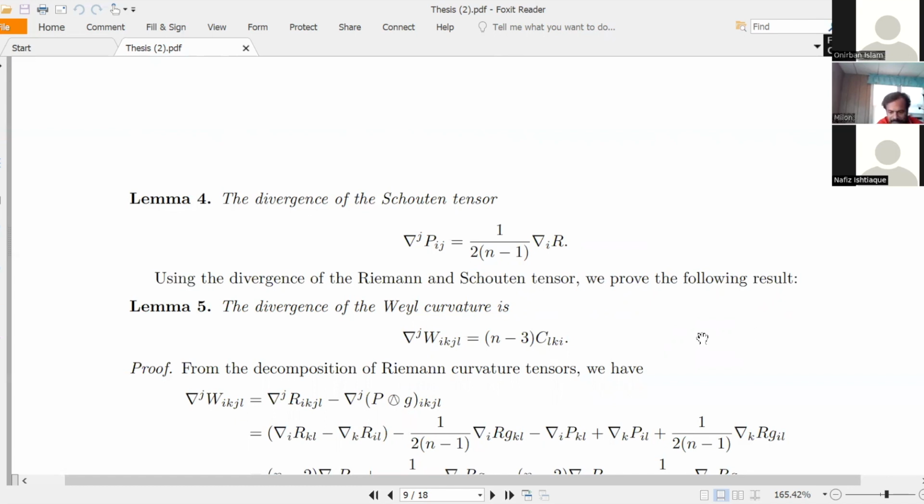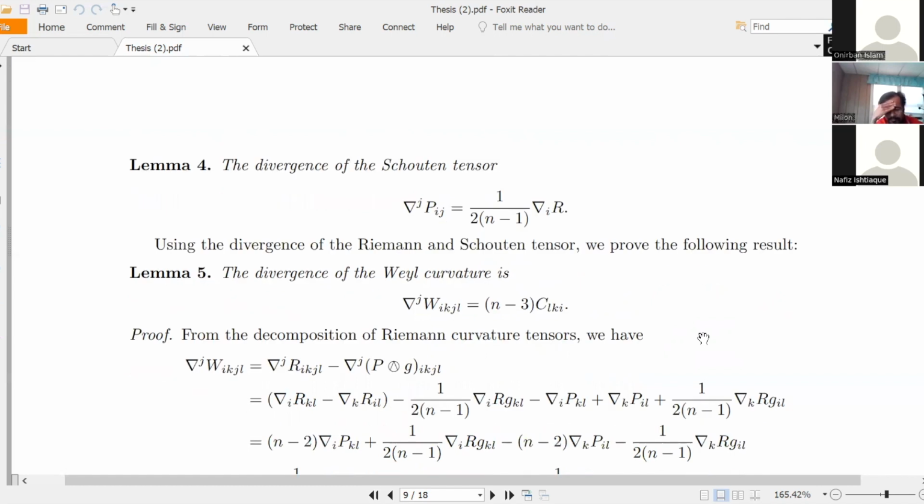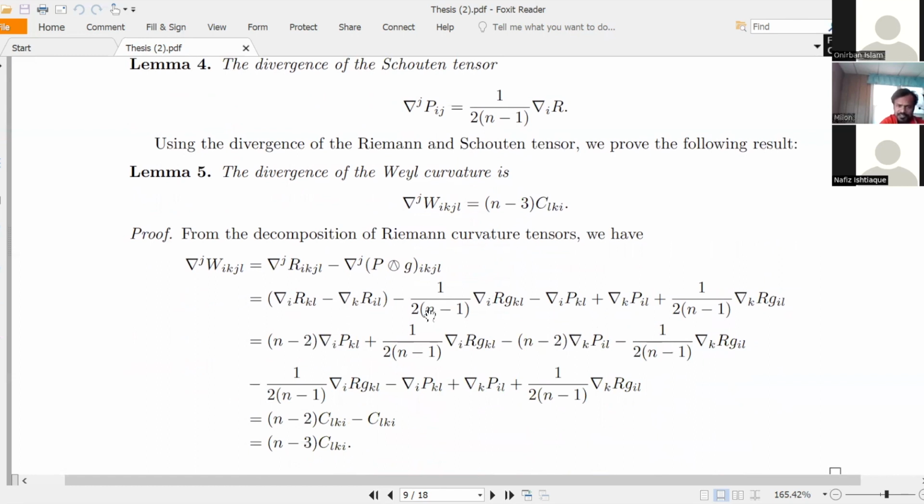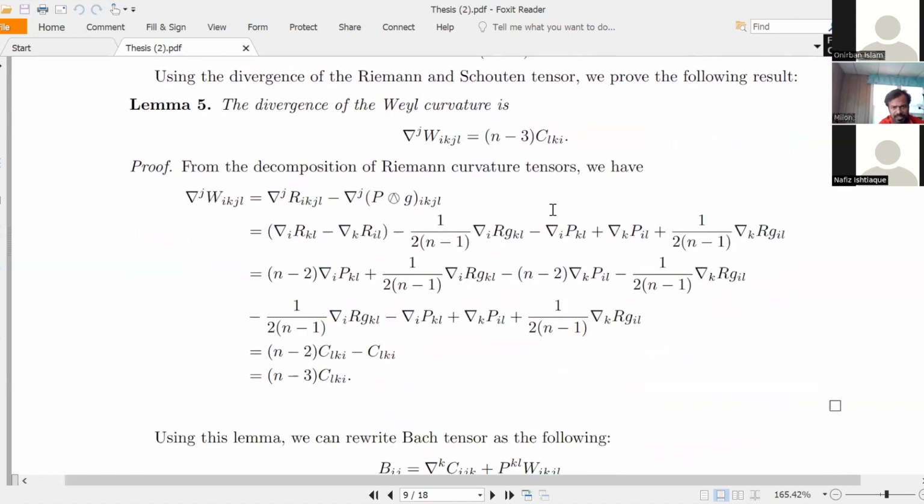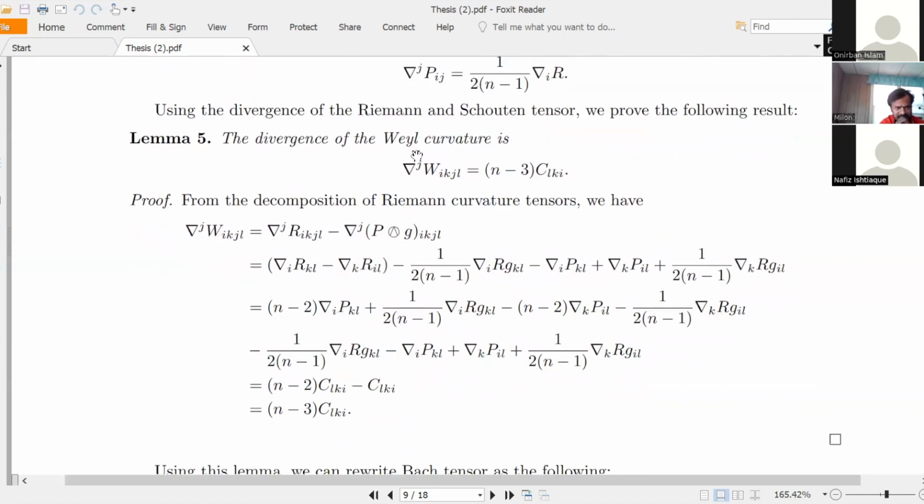Okay, so let me talk about some of my results very quickly. This is a classic result. People know the divergence of Weyl is some multiple of Cotton. This factor n minus 3 is common, but people have some other different kinds of constants depending on their choice. Whenever you prove this beautiful identity, it's nice. It's just two or three lines of computation. By the way, this notation is the standard Kulkarni-Nomizu product.